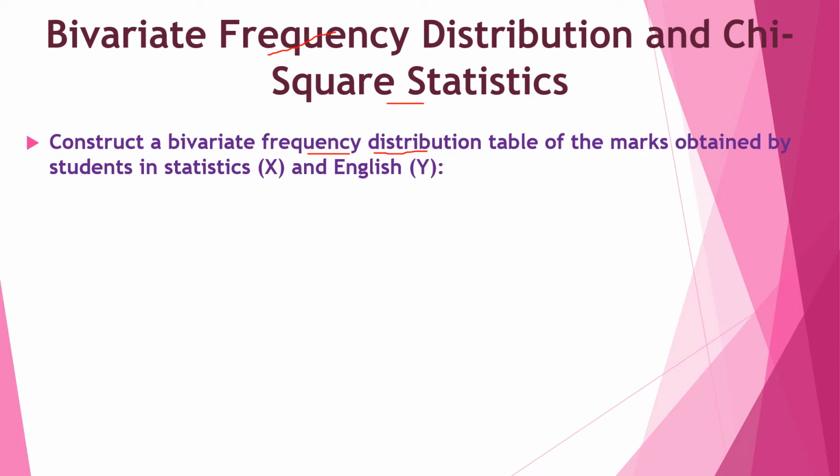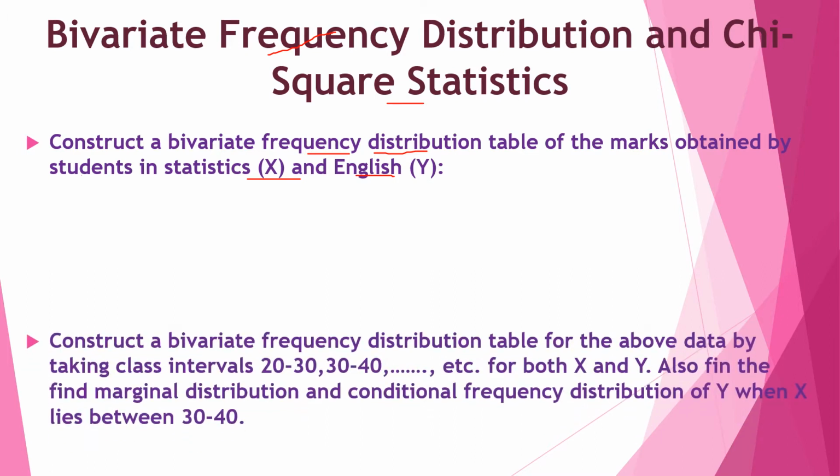Construct a bivariate frequency distribution table of the marks obtained by the students in statistics, that is X, and English, that is Y. Statistics relates to X and English relates to Y. So we have two factors over here: the first factor is X and the second factor is Y.